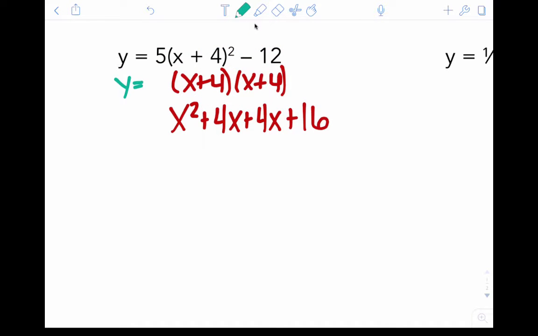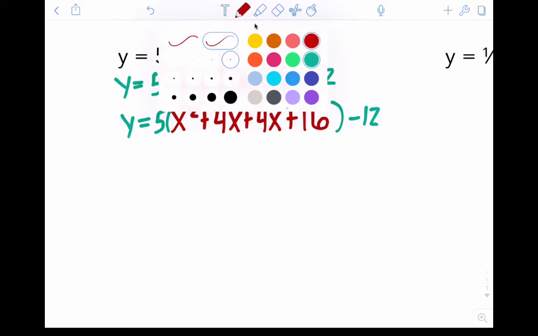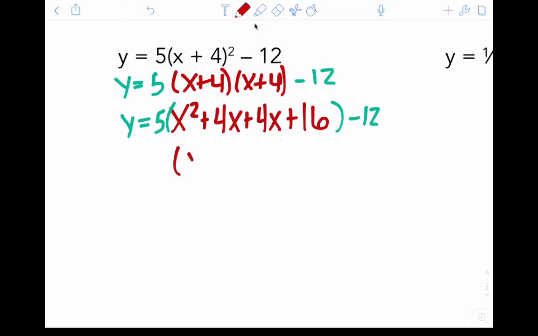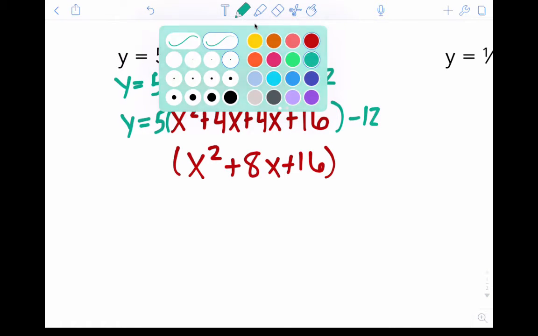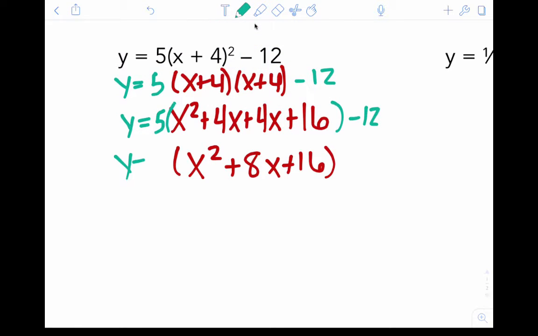And then I need to simplify. So that becomes x squared plus 8x plus 16. And of course, I still have my other numbers. Now my next step is to multiply that a value. So once my computer catches up with me, I'm going to multiply that 5 through that whole parentheses.